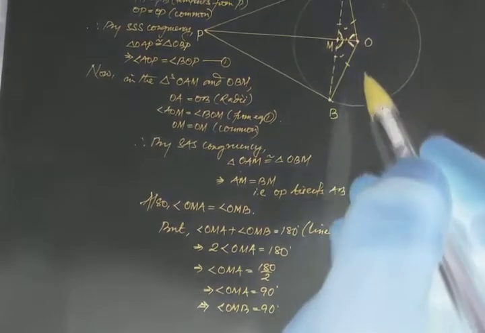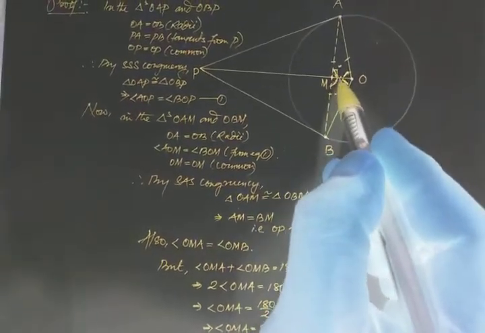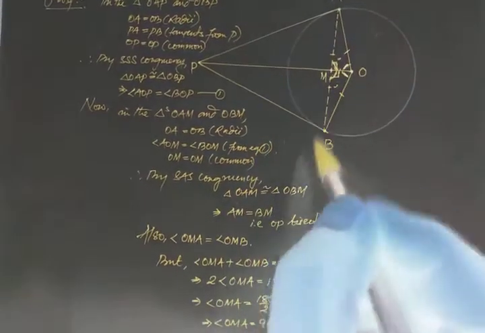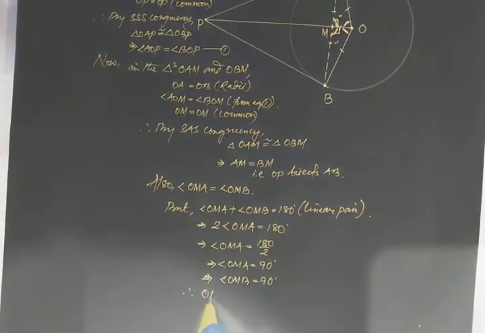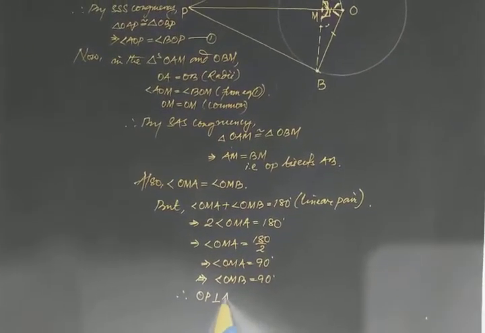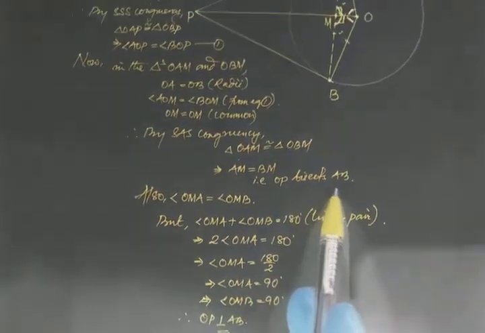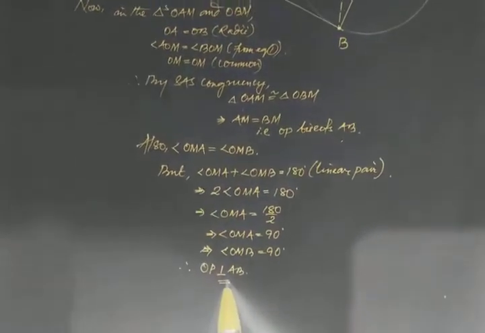Now we just proved that these two angles are 90 degrees. That means OP is perpendicular to AB. Therefore OP is perpendicular to AB. Hence we have proved that OP bisects AB and then OP is perpendicular to AB.